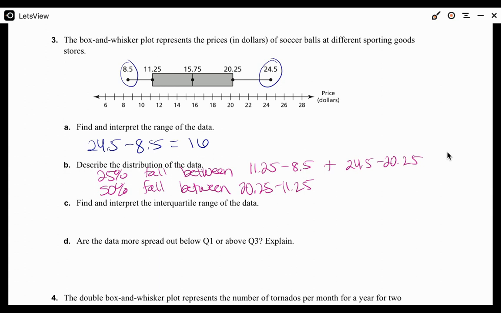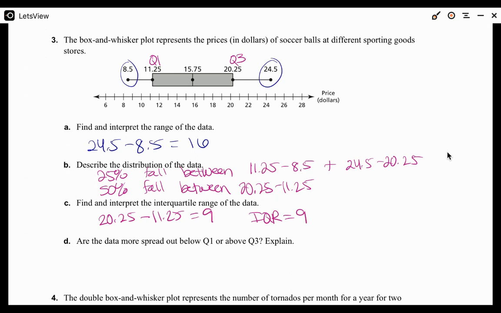Find and interpret the interquartile range of the data. So we pick our two quartiles. So this is quartile 3, quartile 1. Subtract them. So 20.25 minus 11.25. Oops. This calculator just turned off. So it's equal to 9. So that's our IQR is equal to 9.